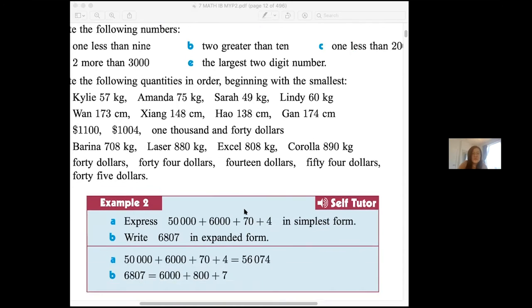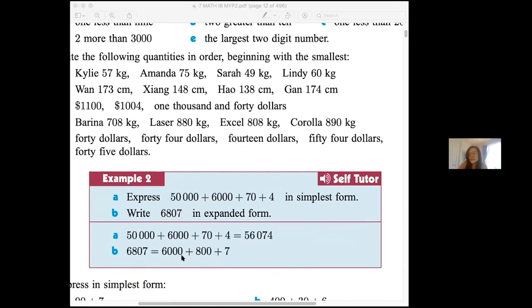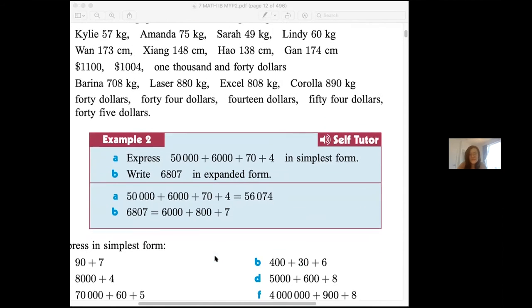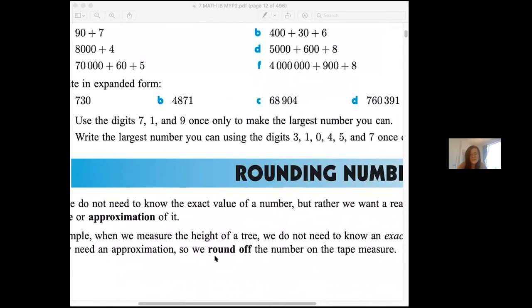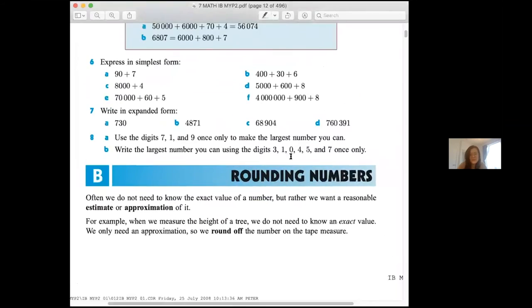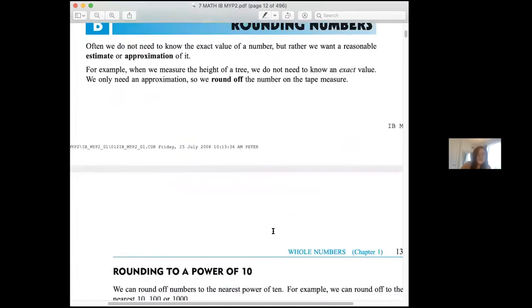Now let me share it with you. This is the expanded form. I believe those questions are easy for you, so let's move on to the second topic, rounding numbers. We're doing so good so far.